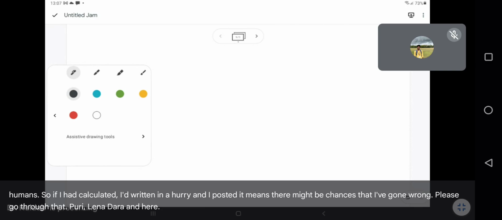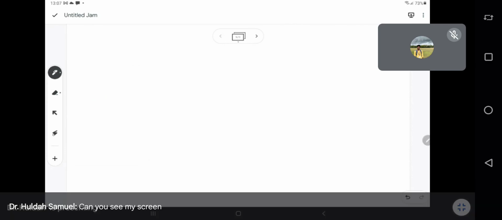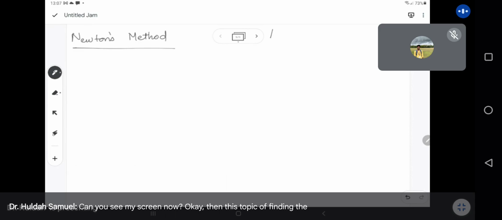All right? Can you see my screen now? Yes, ma'am. Okay. This topic of finding the approximate root using Newton's method.